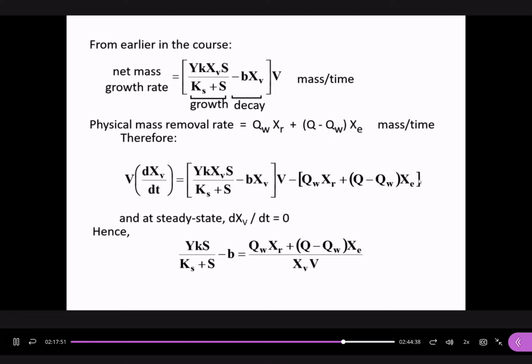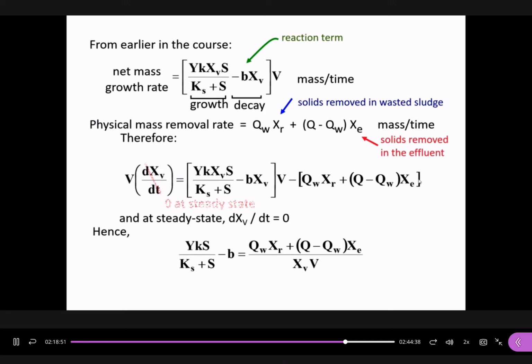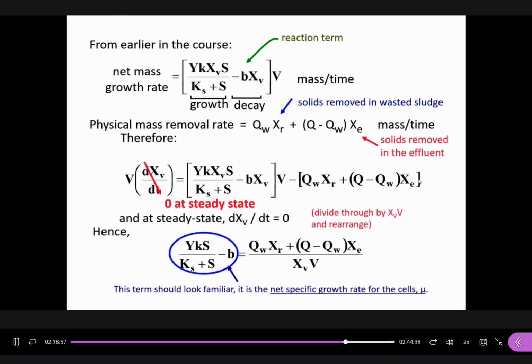Here is 0. And we rearrange this equation and we divide both sides by XV times V. And we get this. What is the left-hand side? 30 minutes ago, we just defined it. What's the left-hand side? Mu, right? What is mu? Net specific growth rate. So this is mu. Left-hand side is mu. And mu equals this term. Okay, we are going to define the right-hand side. So what's the right-hand side?